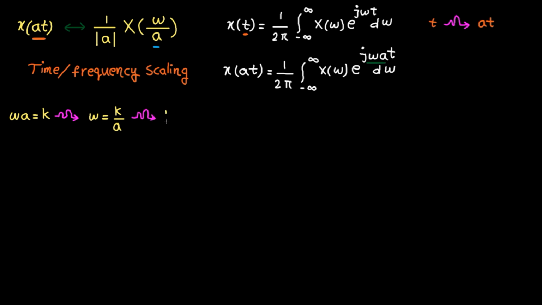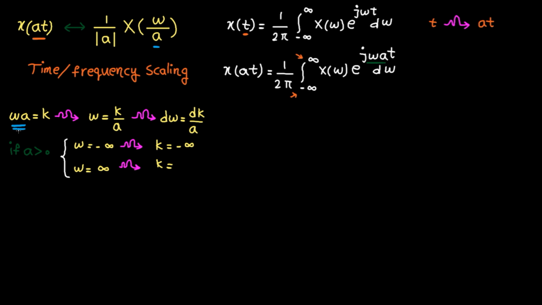Apply derivative to both sides. Here's what we get. When we change the integral variable, we also need to change the interval. To do that, I'm gonna consider two scenarios. In the first scenario, a is positive. In this case, when omega is minus infinity, k is minus infinity multiplied by a positive number. So k is minus infinity too. When omega is plus infinity, k is also plus infinity.